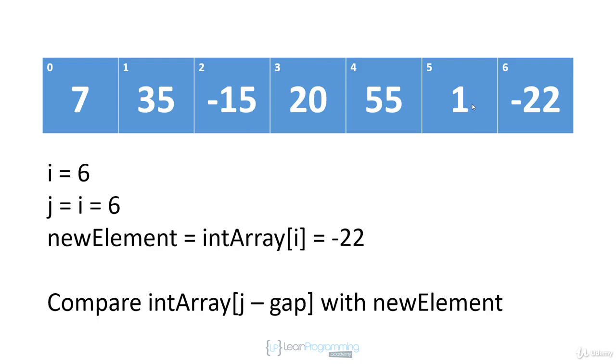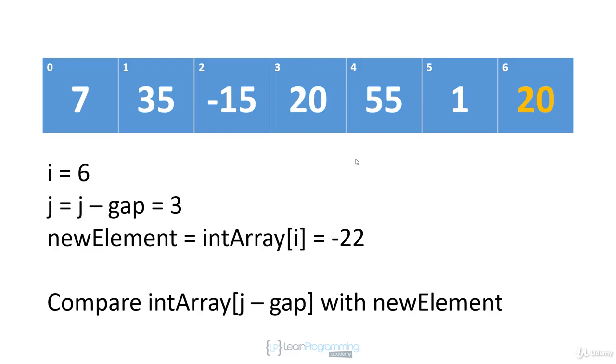And so now we're going to move to minus 22. We're going to assign that to newElement, and we're going to compare it to the element that's 3 positions away from it. And minus 22 is less than 20. So we're going to assign 20 to position 6.